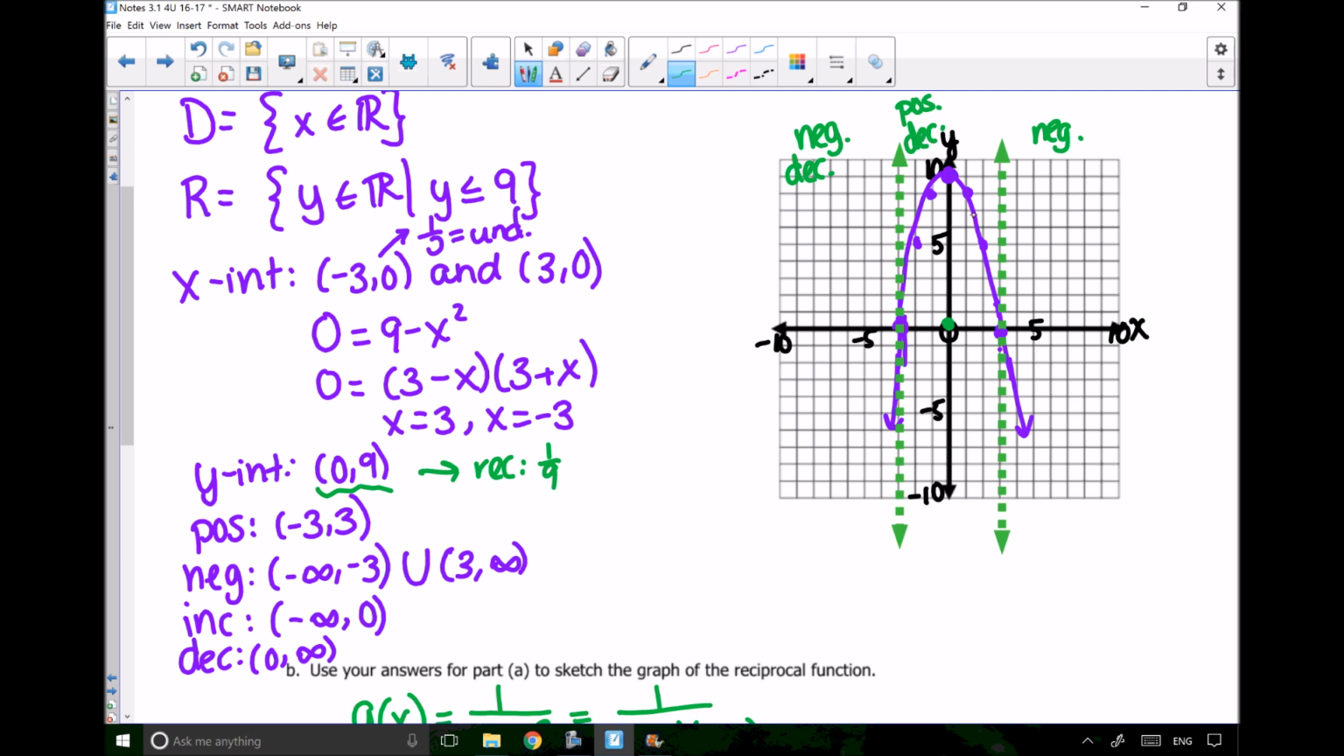Okay, so over here, my graph is decreasing, therefore my reciprocal function will increase. But my graph is still positive, so my reciprocal function will be positive. Here my graph is negative, so my reciprocal function will be negative, but the graph is decreasing, therefore my reciprocal function will be increasing.